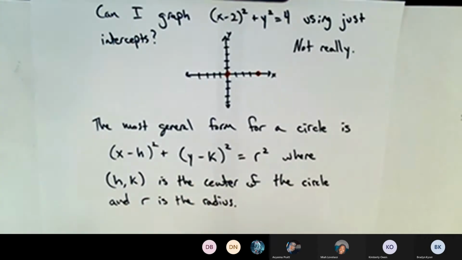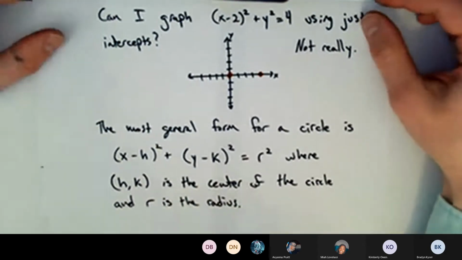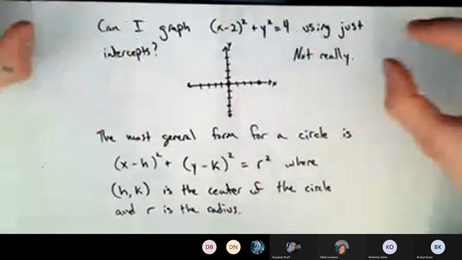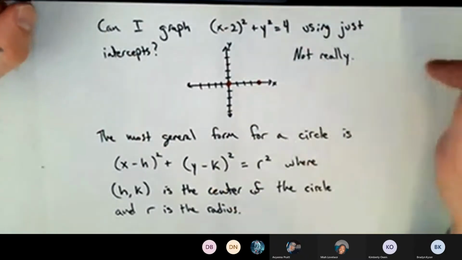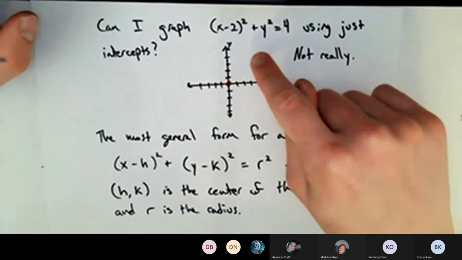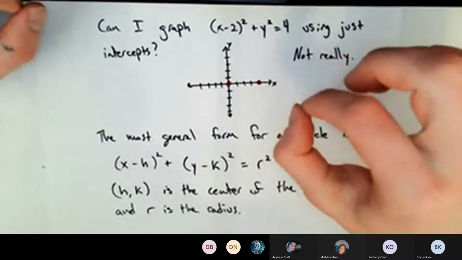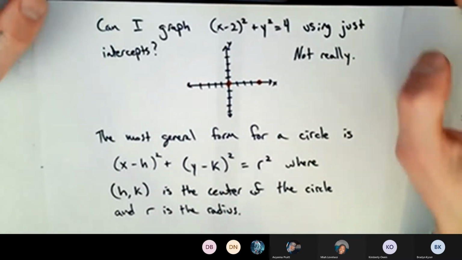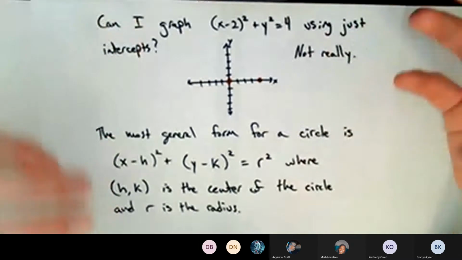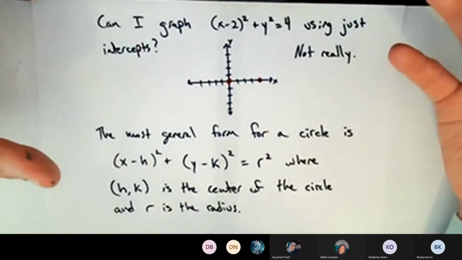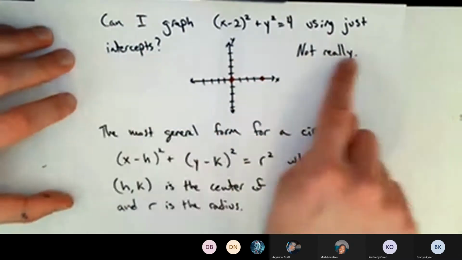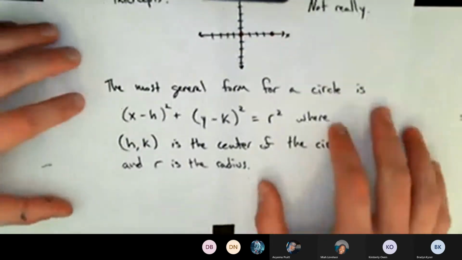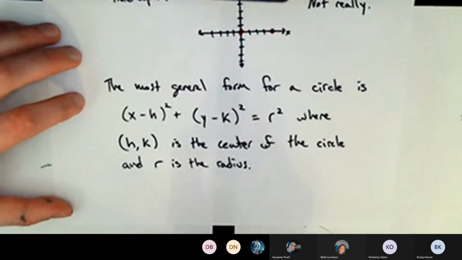If I asked you, what are the critical things you need to graph a straight line in its equation form, y equals mx plus b, you would point at m, the slope, and b, the y-intercept, right? For a circle, the analogy is, what's the important thing that you need to graph a circle? Since x and y-intercepts are not always useful, you would say the center and the radius.